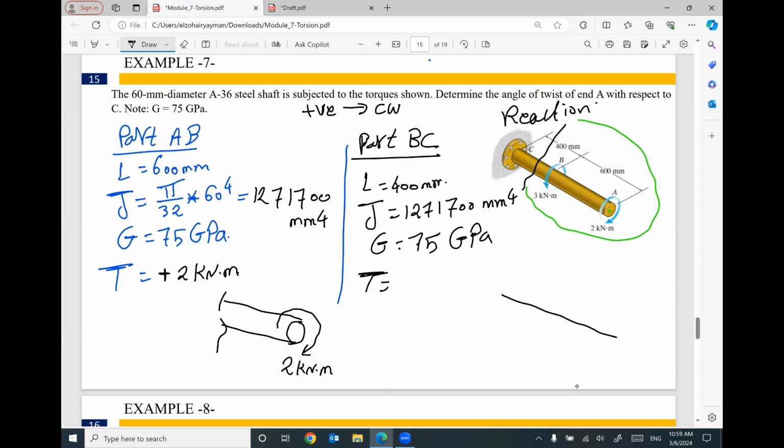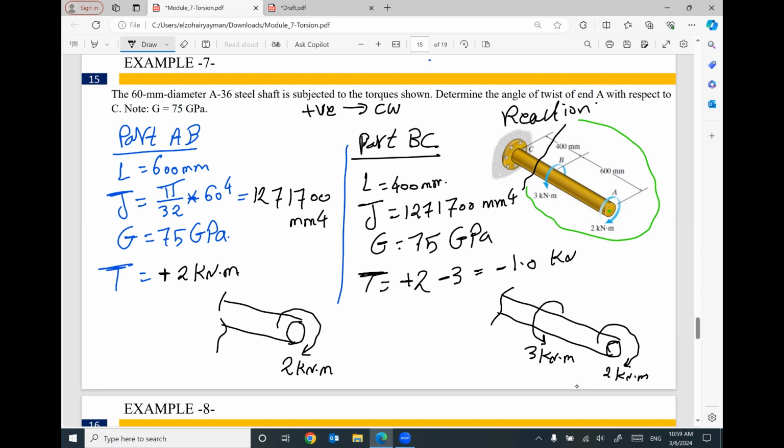So here is your cut. We have applied torque here clockwise equal 2 kilonewton meter. We have another torque here rotating counterclockwise 3 kilonewton meter. So the clockwise will be positive 2. The counterclockwise will be -3, so the final value will be -1 kilonewton meter. Negative means rotating counterclockwise. That's fine. Keep each sign the same.